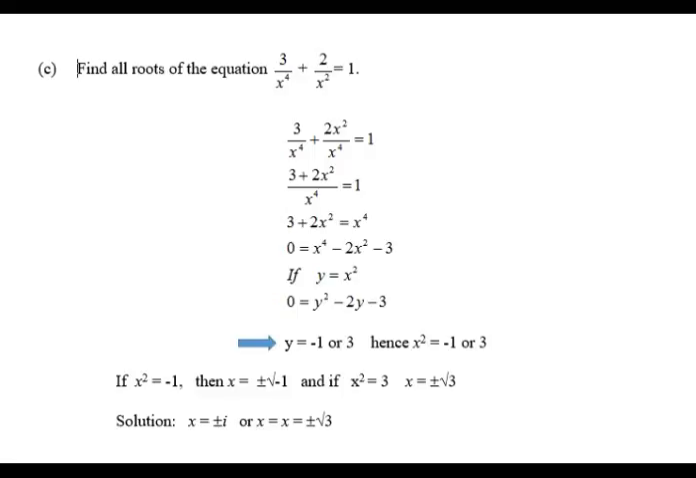But y equals negative 1 or 3 are not the answers to the question. We did a substitution, x squared equals y. So now we do it again. x squared equals negative 1 or 3. We're in complex numbers, so if x squared equals negative 1, the square root of that becomes plus or minus i. And x squared equals 3 gives plus or minus square root 3.